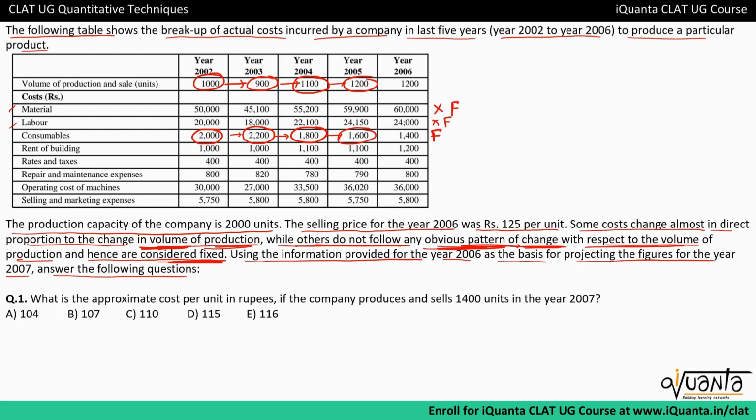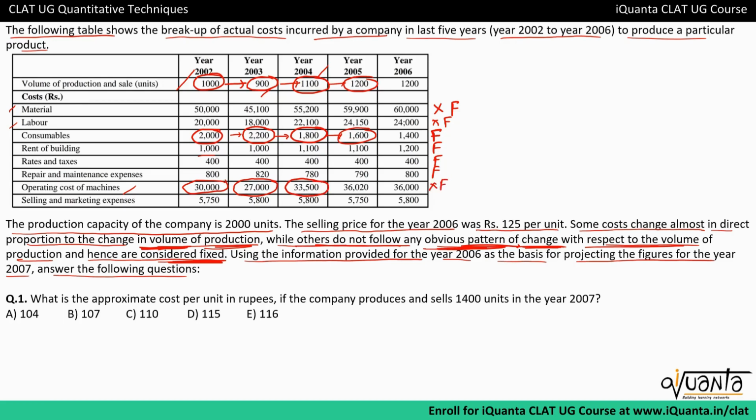Similarly, if you check rent of building, it will also come out as fixed. Then rates will also come out as fixed, and repairs as well. But when you come to the operation cost of machines, with 1000 units the cost is 30,000. With 900 units, the cost has decreased to 27,000. With 1100 units, the cost is 33,000. So this is following a pattern, hence this will not be fixed.